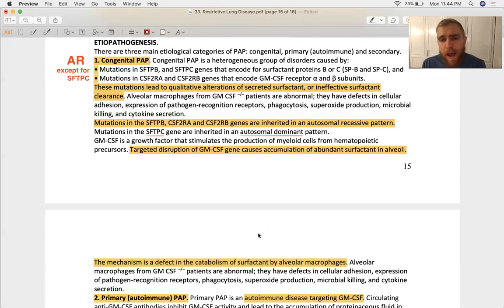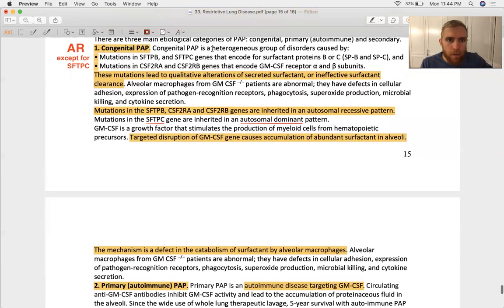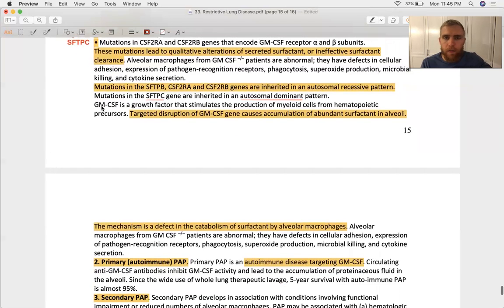As we've said, if you have a surfactant protein mutation, specifically protein B and protein C, you're going to overproduce surfactant when there's a gain of function type of mutation. And then if you have a mutation in colony stimulating factor 2 receptor A or B genes, then your macrophages are vacuum cleaners, and if these genes don't work, your macrophages don't vacuum as much, so they don't get the surfactant out of there. Please recognize that all of these genes are inherited autosomal recessive except for surfactant protein C, which is autosomal dominant, inherited whenever there's this bad mutation.